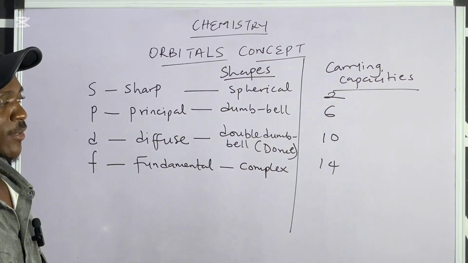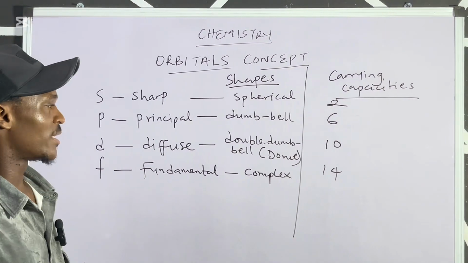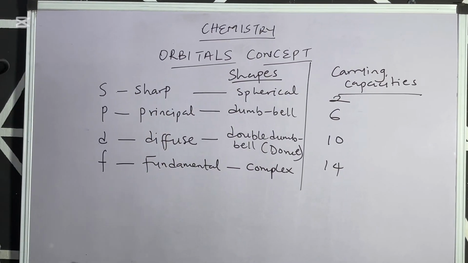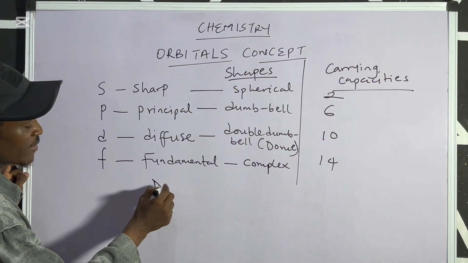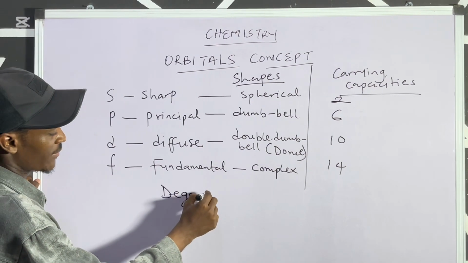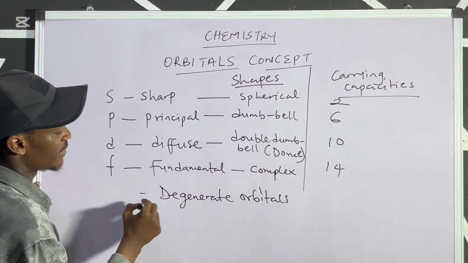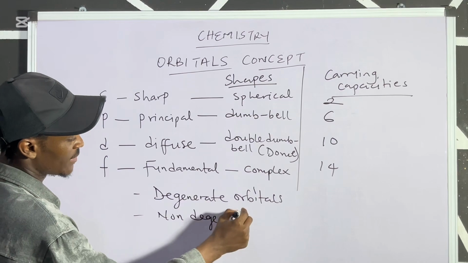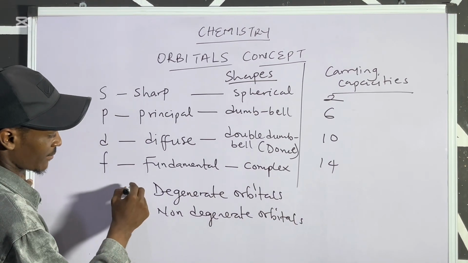So now, another very important part of this orbital concept is that the four types of orbitals, which are the s, p, d, f, are divided into two groups. And what are the two groups? We have the degenerate orbitals, and we have the non-degenerate orbitals. So what are degenerate orbitals?